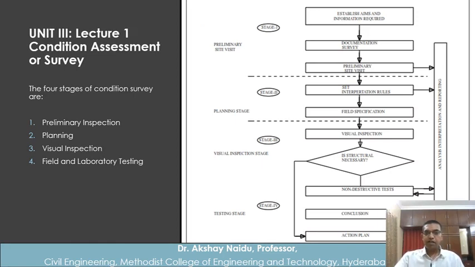So preliminary site visit, we established aims and the information required. Then we do a documentation survey, and we do a preliminary site visit. We'll just in short see what all are required in the preliminary site visit. Then stage 2, planning stage. After the preliminary site visit, we get an idea of what we should be doing. So we have to properly plan a detailed visual inspection stage visit. What all, how, so we will see what all will go into this.